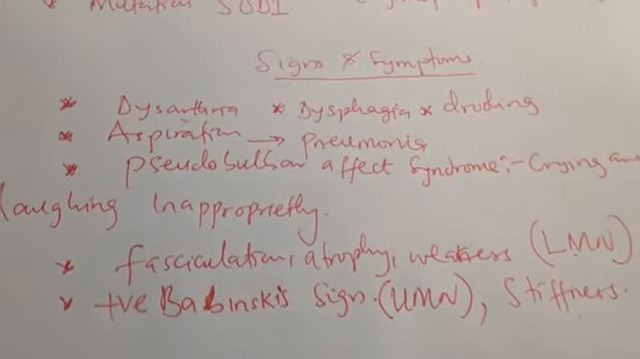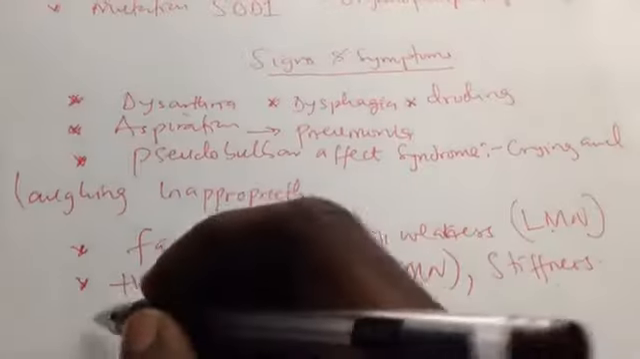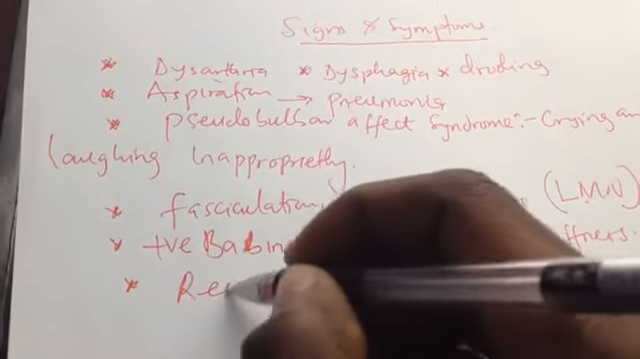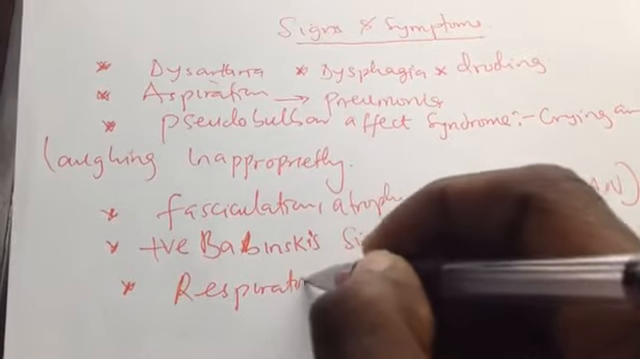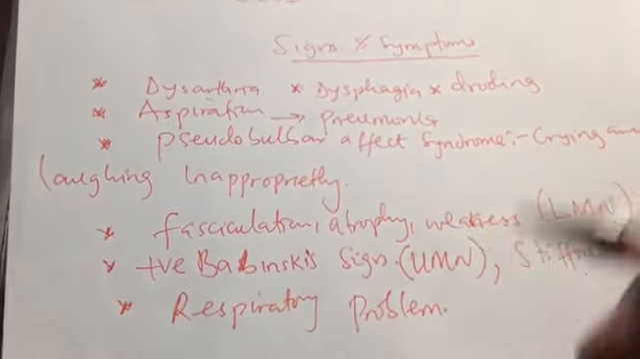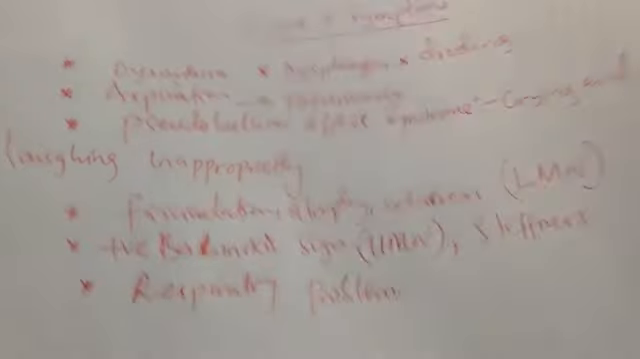So that is it. And then we have to really know that the respiratory muscles are going to be affected, right? So there is going to be respiratory failure. Respiratory problem. So that is it. So now let us see diagnosis. How can we diagnose the patient with ALS?